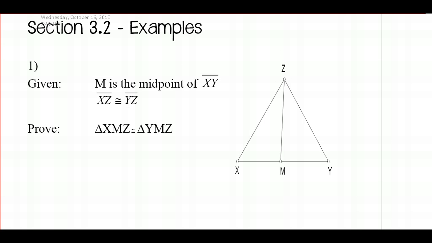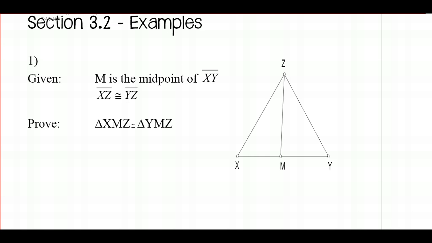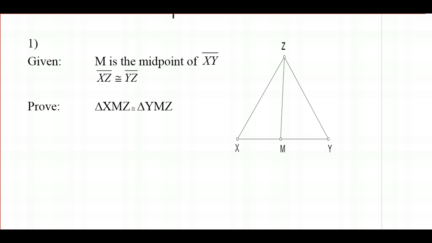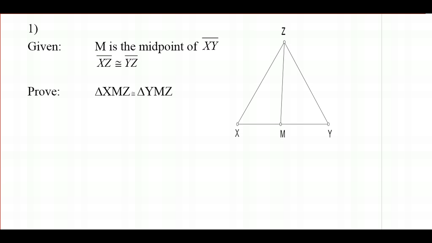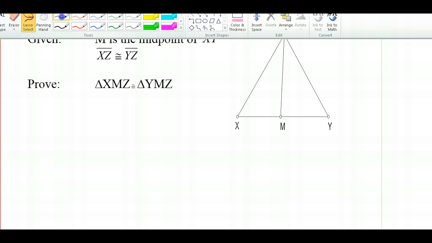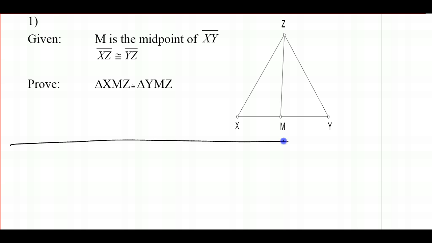So we're going to look at a couple of examples of proving triangles congruent. Again, we learned in one of the other videos that really we only need 3 pieces of information, not 6 pieces of information. So let's go ahead and get started. We've got 2 pieces of given information, so let's go ahead and get those into our proof here.